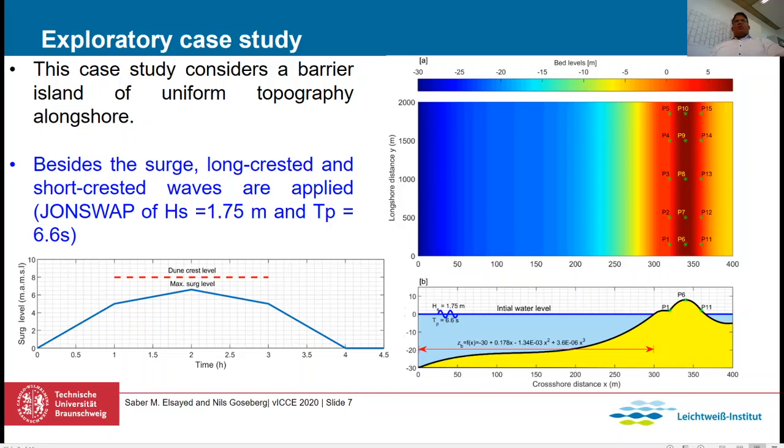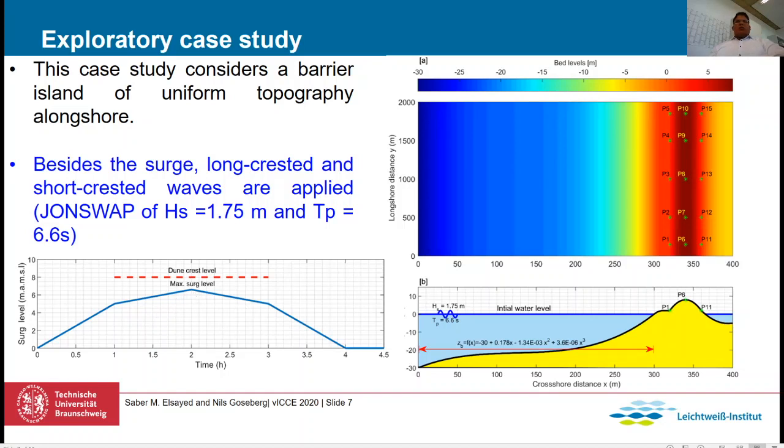We did these extensions and we applied them to a case study, and this case study, as we see here, considers a barrier island which consists of a berm and then a dune, and it's assumed to be uniform alongshore in terms of dimension and bathymetry. Then we apply a hydraulic load consisting of surge levels that take this form and reach 6.6 meters.